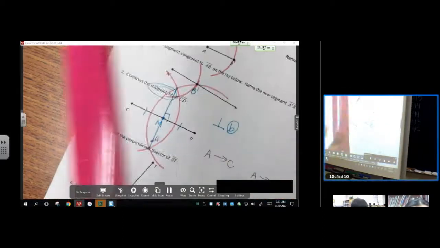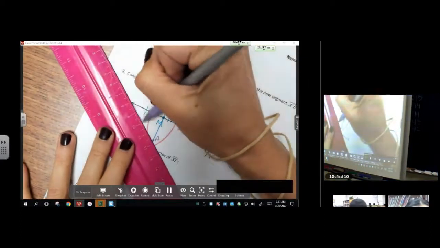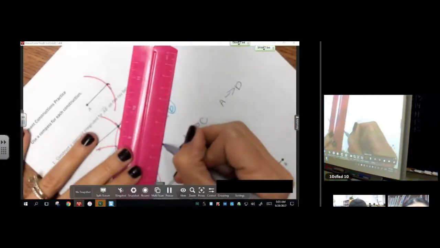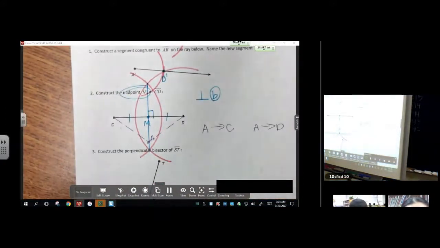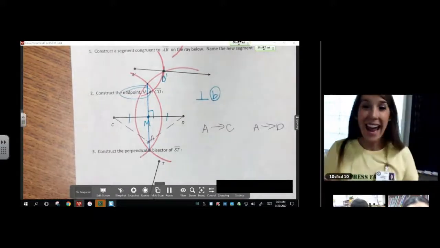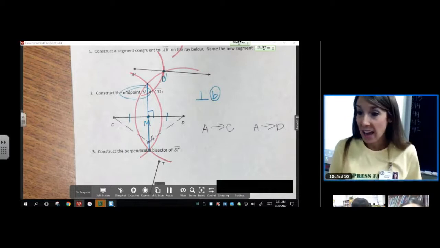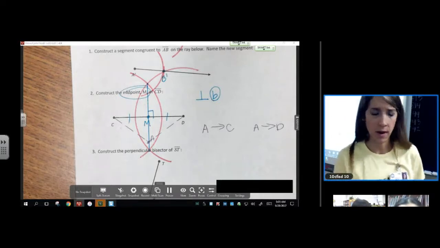So how does the distance from A to one of my endpoints compare to the distance from A to my other endpoint? How do those dotted lines compare? Same, equal, congruent. Could we check that? We could measure it with a ruler, but we're not allowed to use measurement on our ruler.